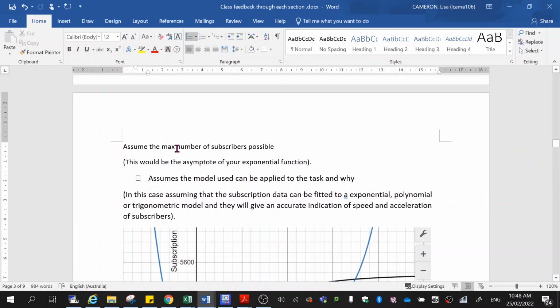You need to assume your maximum number of subscribers possible. I would relate that back to your asymptote. So for me, I'm going to say that the max number possible is 6,000. And I'm going to say that that's because there's only so many people in the beauty community that might want to watch this person. You're only expecting that the model will be good for this amount of time. Whatever. Just pick a reason and roll with it.